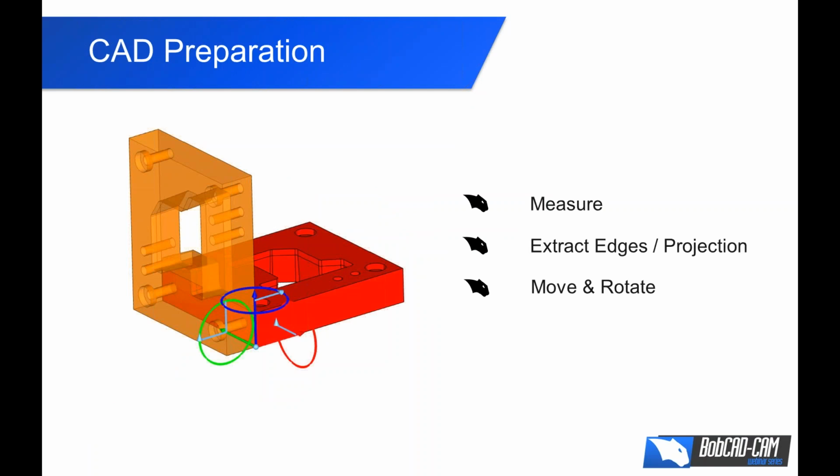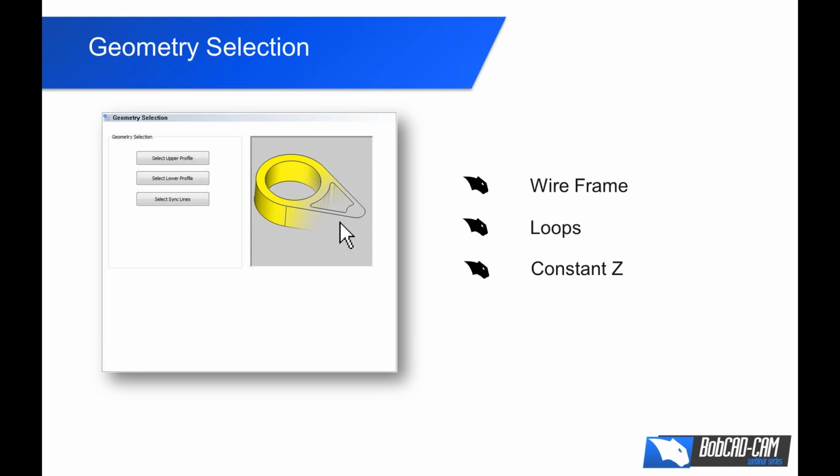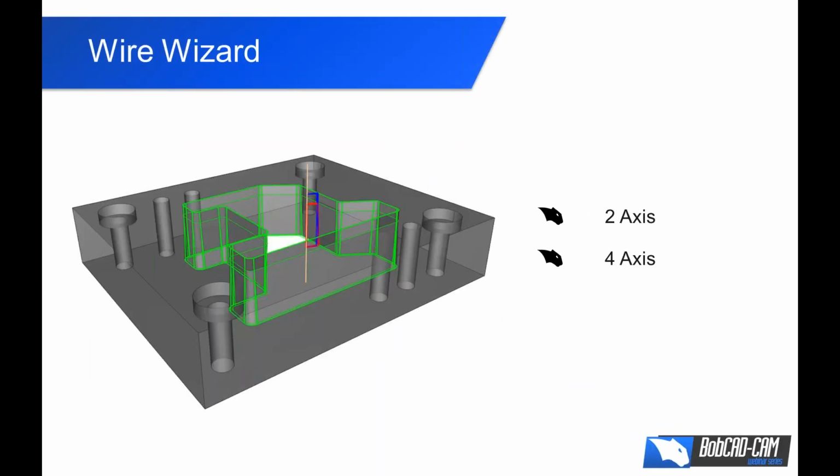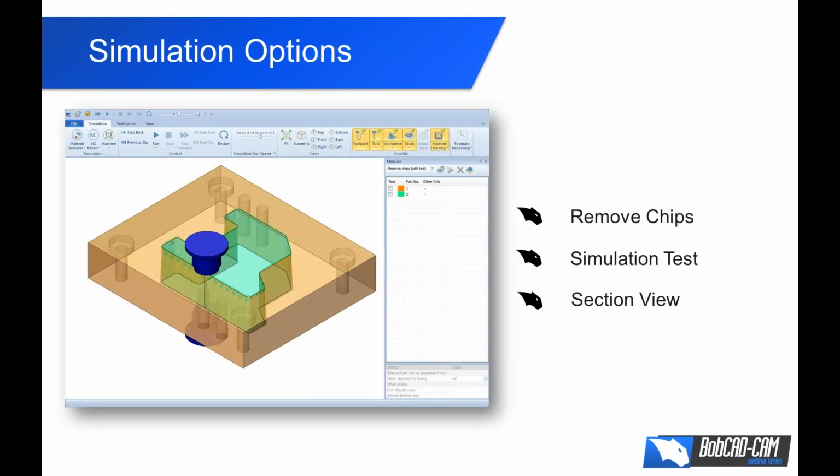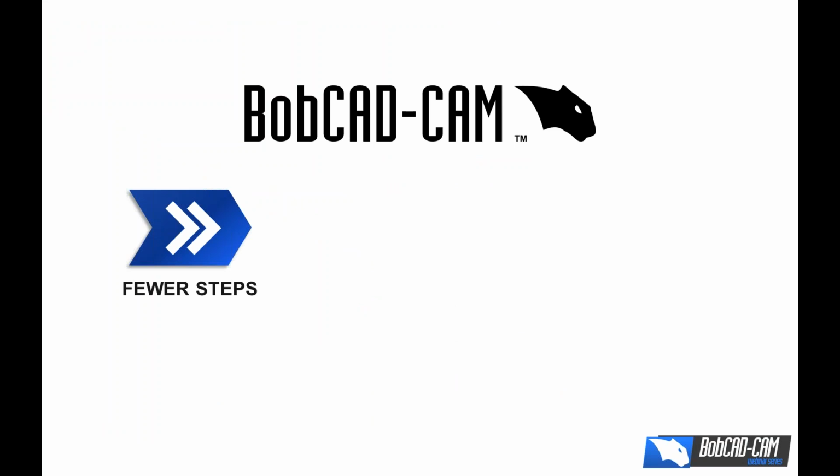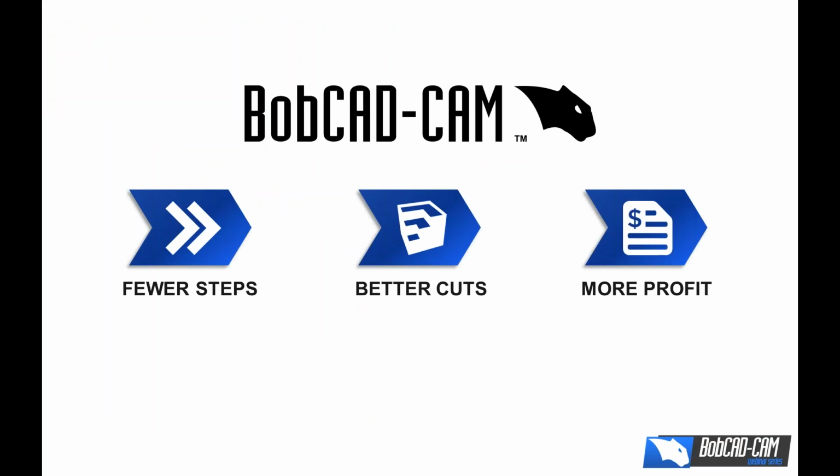doing projections, moving and rotating, things like that. We're also going to talk about using wireframe, using loops or constant Z of surface edges to do your selection. We'll look at both 2- and 4-axis, inside, outside, and open examples. I have about 10 different part samples that we'll go through. And we'll also get into simulation. There are some pretty cool options in simulation that are very useful once you know what they are and how to use them. And as always with BobCAD, you get fewer steps, better cuts, and more profit.